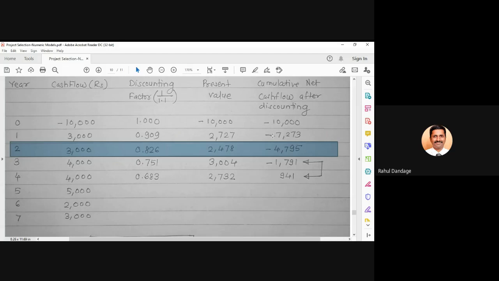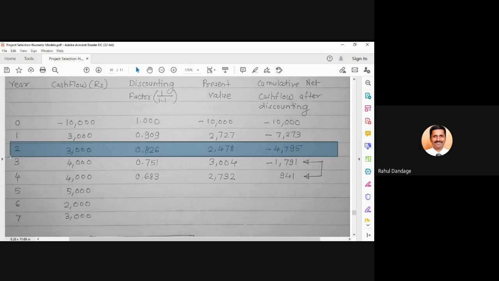The previous value for cumulative net cash flow, minus 7273, plus the present value for period number 2, that is 2478. The cumulative net cash flow will be minus 4795.